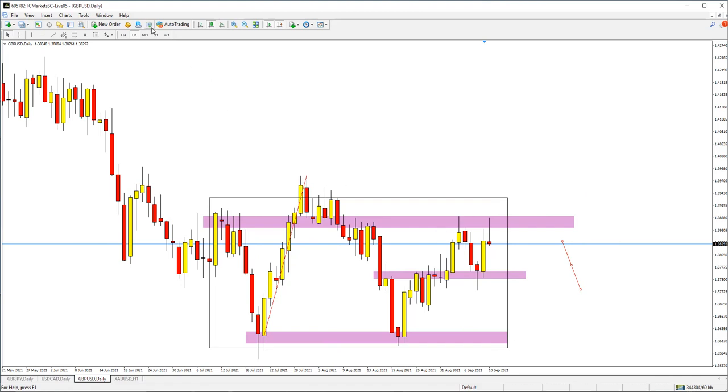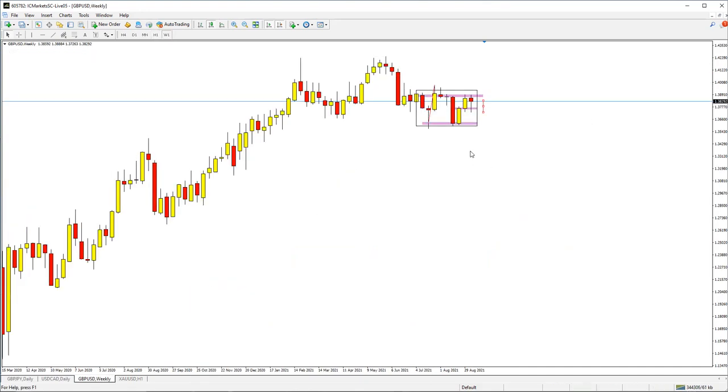This ranging market has been going on for how long? How long has this been ranging? Can you see that? This is weekly. 1 week, 2 weeks, 3 weeks, 4, 5, 6, 7, 8, 9, 10, 11, 12, 13 weeks. 13 weeks has been going down. 3 months. Okay. But if we look at the weekly, right?